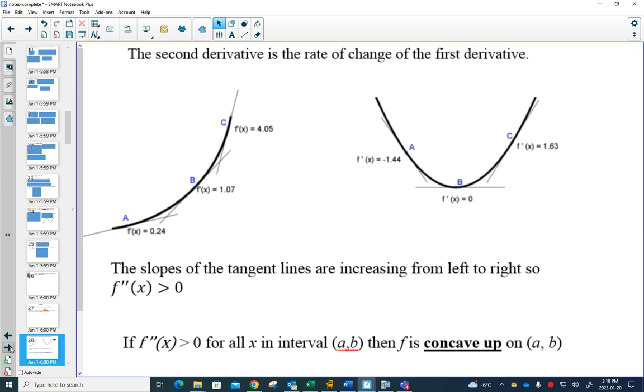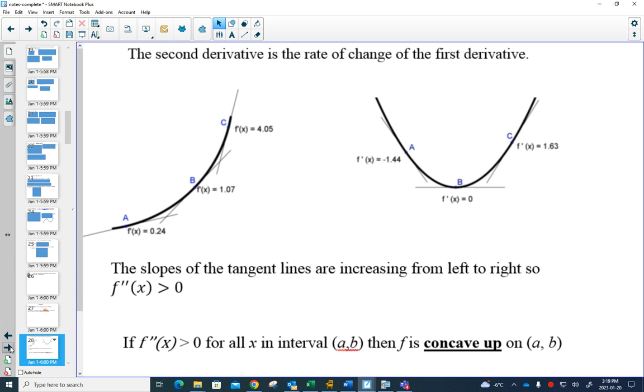And if you look at the second derivative, if a derivative is a rate of change, how fast something is changing, what its slopes are, the second derivative is the rate of change of the first derivative. The second derivative is finding out how fast the first derivative is changing.